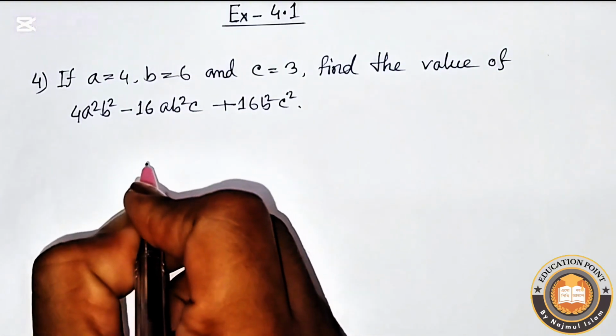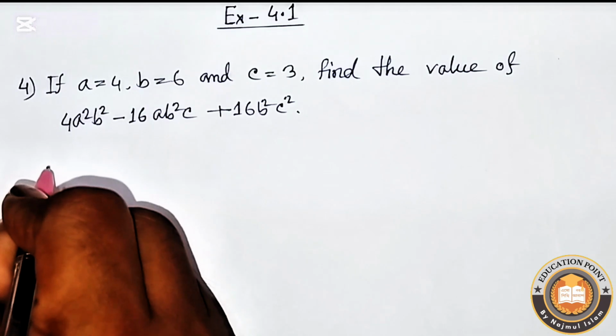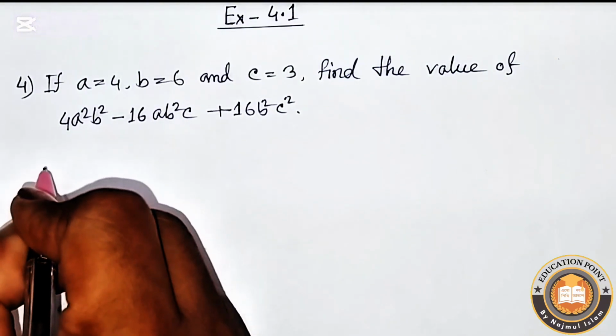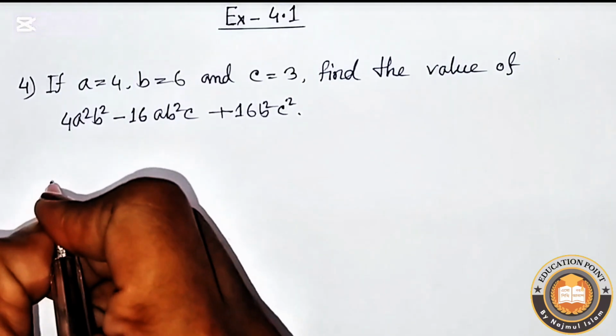Dear students, today we will solve some algebraic formula related math problems. Exercise 4.1, Question number 4. If a equals 4, b equals 6 and c equals 3, find the value of 4a²b² minus 16ab²c plus 16b²c².